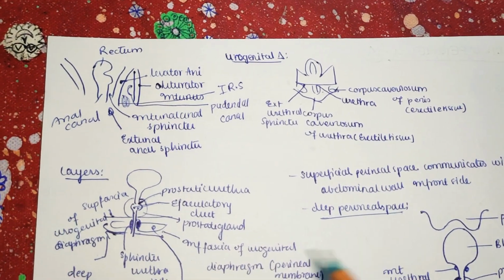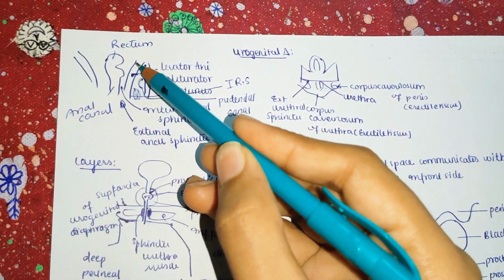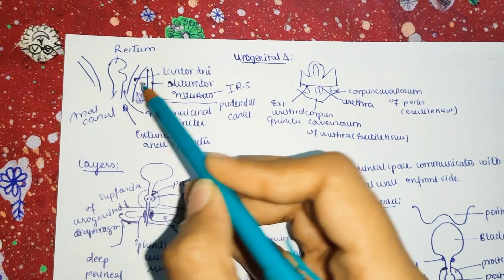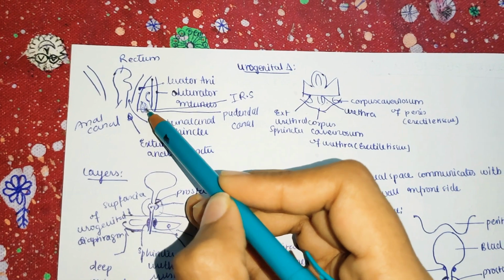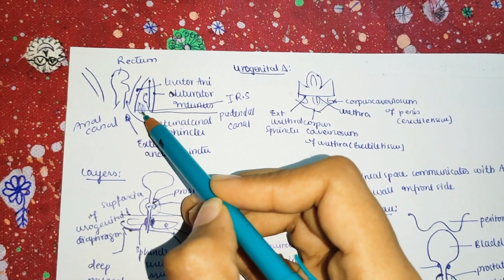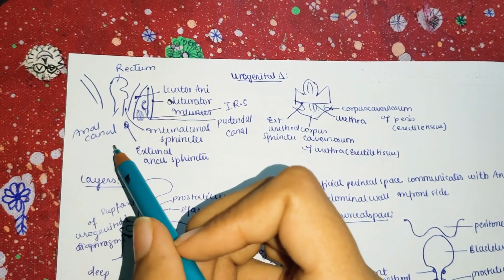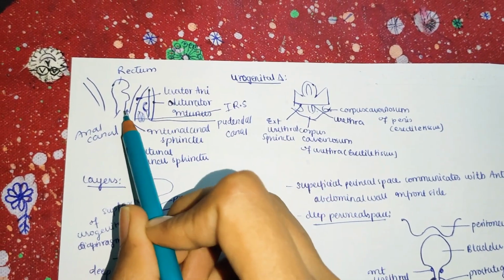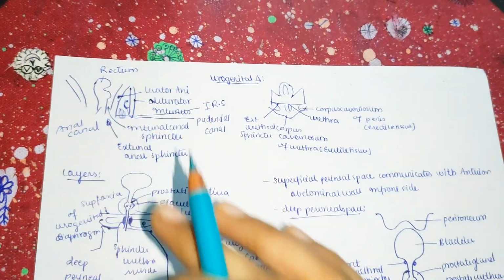Now here let us check out this diagram. If you see, this is the rectum, this is the anal canal, and on the side here you have the levator ani muscle, and just lateral to it you have obturator internus, and this is our ischiorectal space or fossa, and here you will have your pudendal canal. Okay, and this is internal anal sphincter, and this will be the external anal sphincter. So this is how the diagram looks.